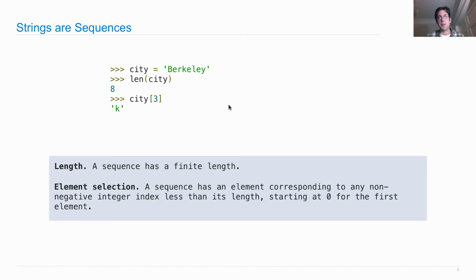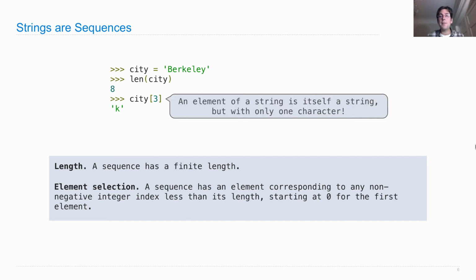So if I have a string, Berkeley, which I bound to the name city, I can get the length of that string, and it will tell me that it's 8 long, B-E-R-K-E-L-E-Y. And I can use element selection in order to get the element at index 3, 0, 1, 2, 3 is the K. Now the interesting thing here is that strings are a little different from other sequences, in that the element of a string is itself a string, but has only one character in it. Whereas the element of a tuple doesn't necessarily need to be a tuple. It could be a number or a string or whatever. So strings can't contain anything. They have to just contain text.